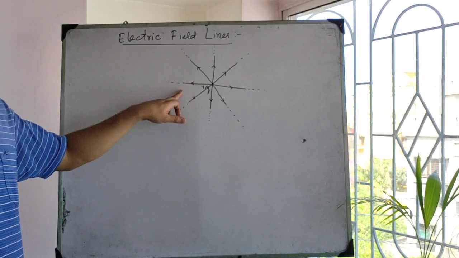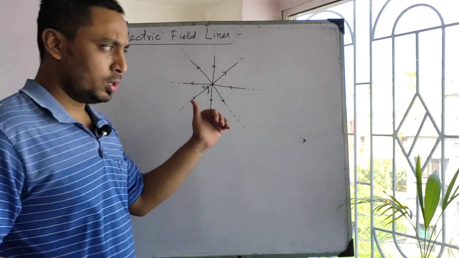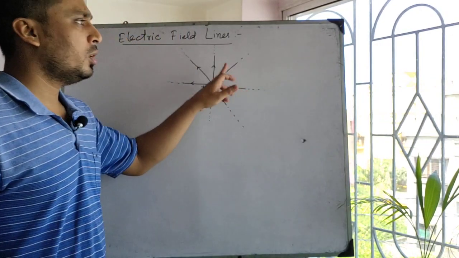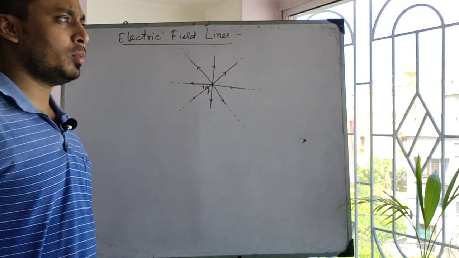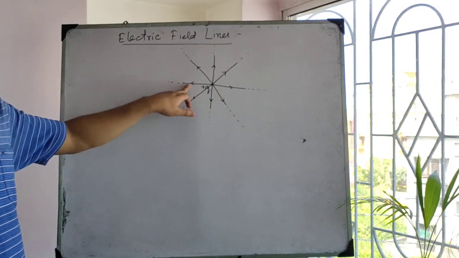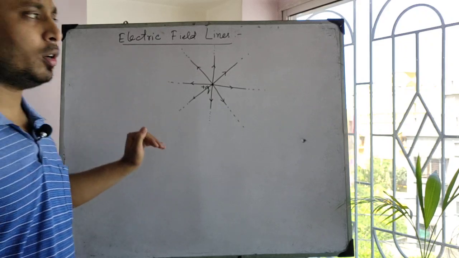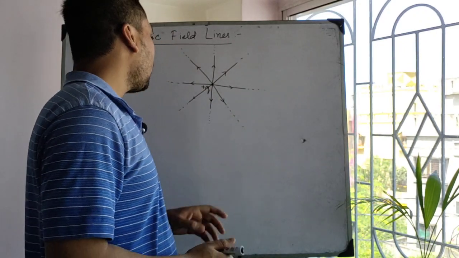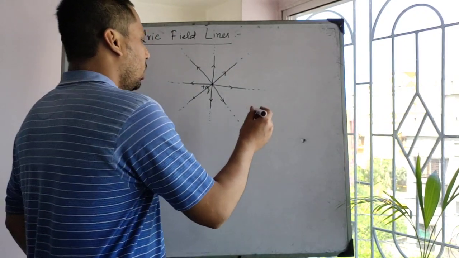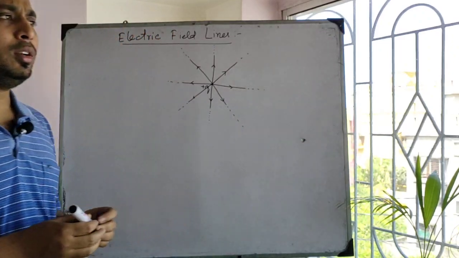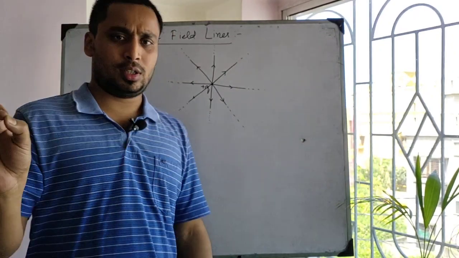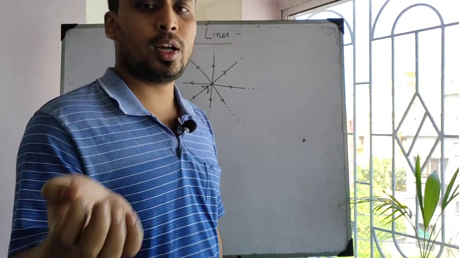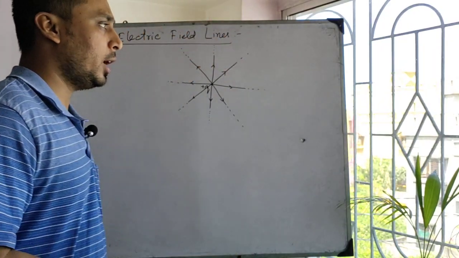Now at each point on the field line, we can get the direction of the field. The field line itself denotes the direction of the electric field. In the case of a curved line, if we draw a tangent at any point, then we will get the direction of the electric field at that point.